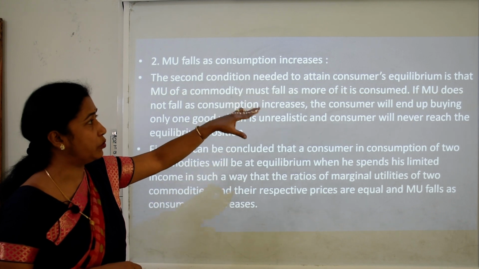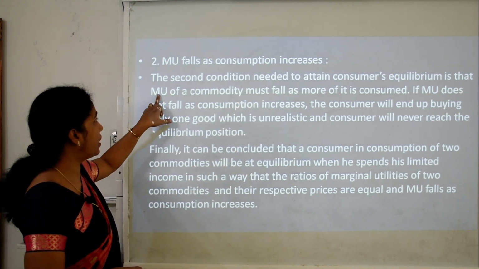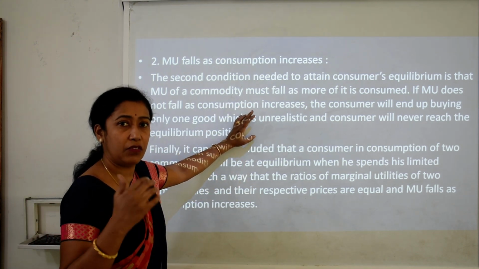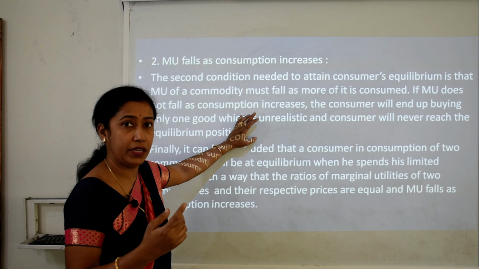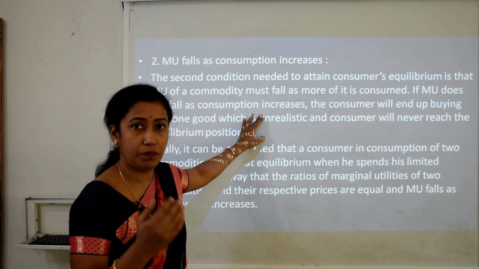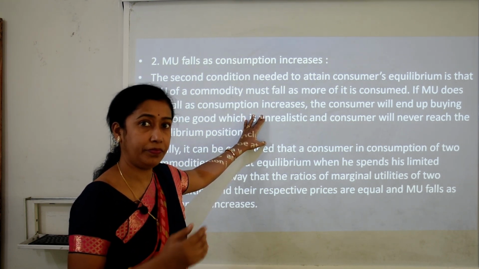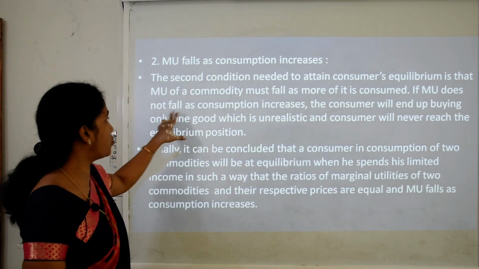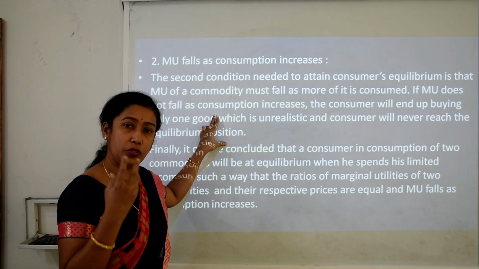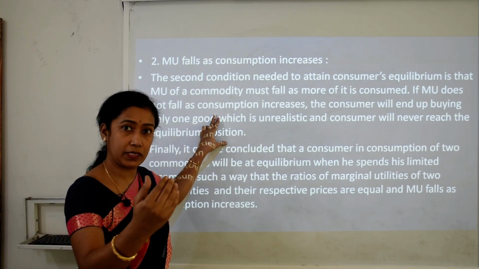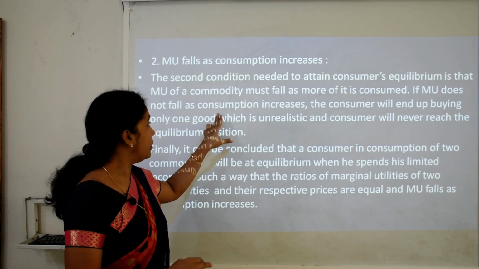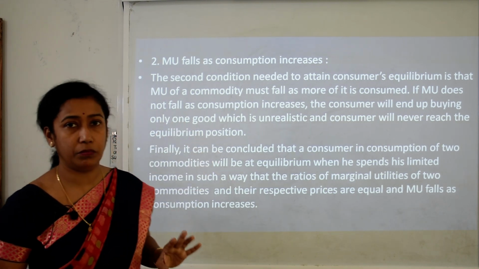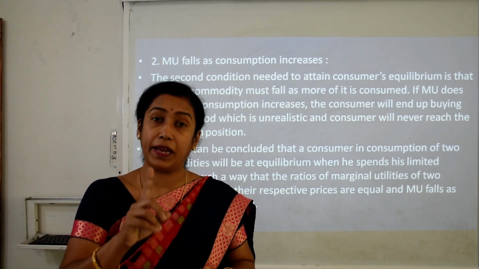The second condition needed to attain consumer's equilibrium is that the marginal utility of a commodity must fall as more of it is consumed. That means if he is consuming more of one commodity, the utility or satisfaction he gets from that commodity must be diminishing. Then only he will shift to the second commodity, that is y. If marginal utility does not fall, then consumption increases and the consumer will end up buying only one good.